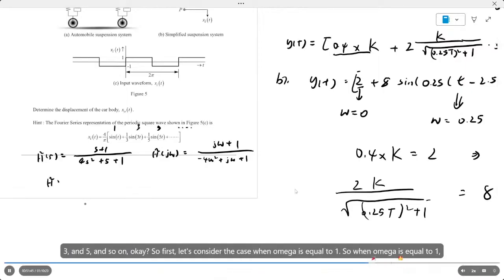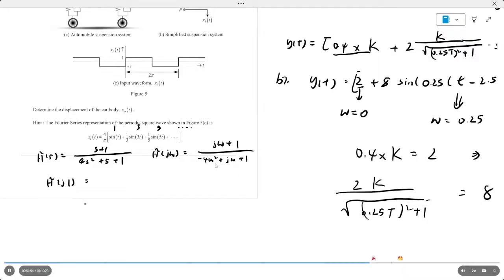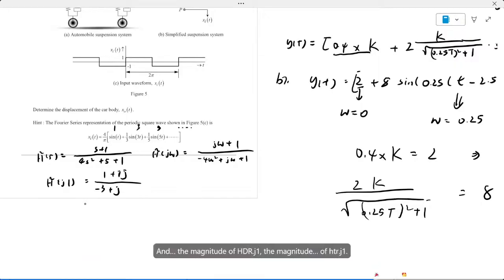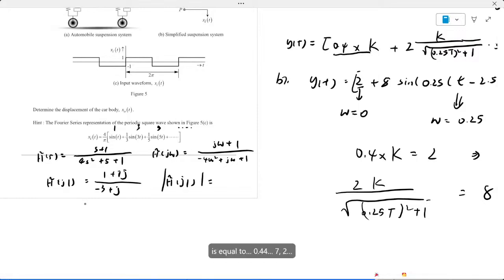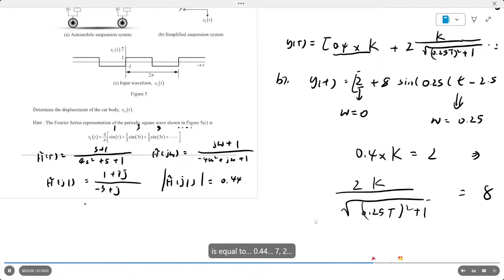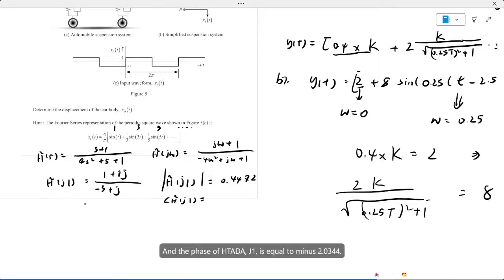Okay, so first let's consider the case when omega is equal to 1. In this case, we will have (1 plus 1j) over (minus 3 plus j). And the magnitude of H(j1) is equal to 0.4472. And the phase of H(j1) is equal to minus 2.0344.